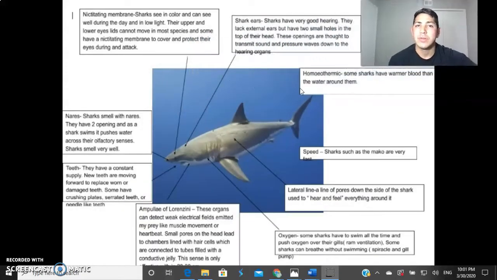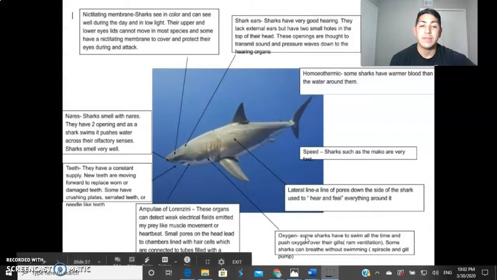So going off with what we learned last week, let's review a bit of the things that we covered last week. We discussed that some sharks could be homeothermic and some sharks can have warmer blood than the water around them. We discussed the lateral line, which is a line of pores down the side of the shark, and it's used to hear and feel pressure around them and feel where things are coming from.